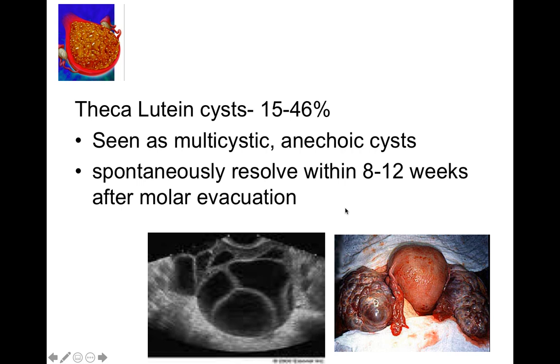Theca lutein cysts can also be seen on ultrasound, and they occur in 15 to 46% of cases. They are seen as multicystic anechoic cysts, and they would spontaneously resolve within 8 to 12 weeks after molar evacuation. Therefore, they are not routinely removed unless the woman is perimenopausal.